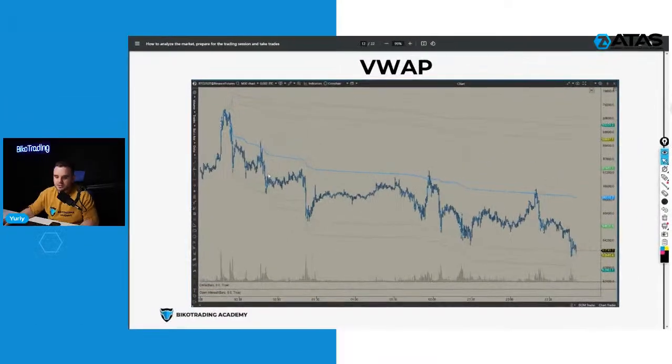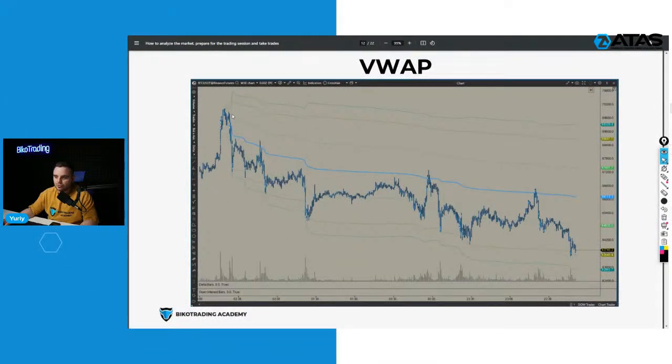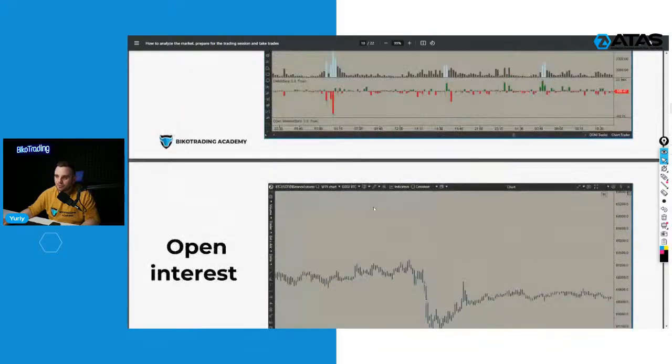VWAP, my friends, is a beautiful tool for a trend market. VWAP is a trending indicator. When you understand that you are in a trend, VWAP can clearly show you the biggest volume distribution. Once more, VWAP is a dynamic volume profile.